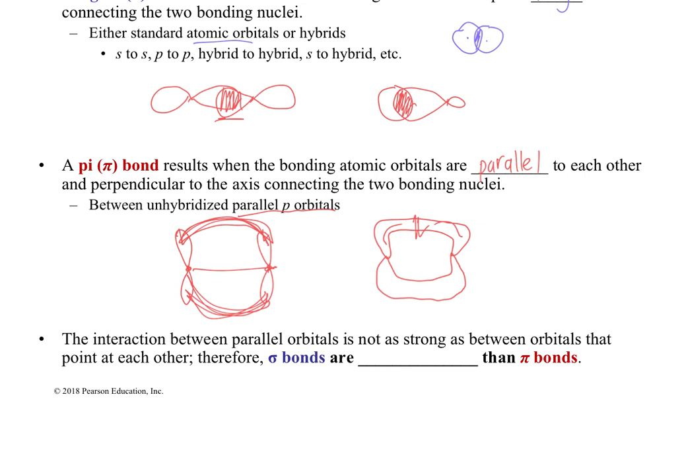So sigma bonds are actually stronger than pi bonds. But if something has a sigma bond first, let's say it has something that looks like this, a sigma bond, and then it has two unhybridized p orbitals doing a pi bond, that would be stronger than a sigma bond by itself.